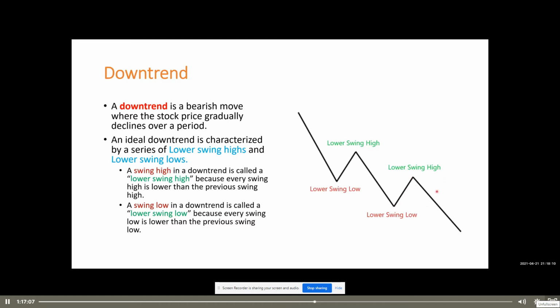And at some point in time, in a downtrend, if you're looking to buy a reversal trade, right, you want to make sure that first of all the stock stops making a new swing low and that it makes a higher high.